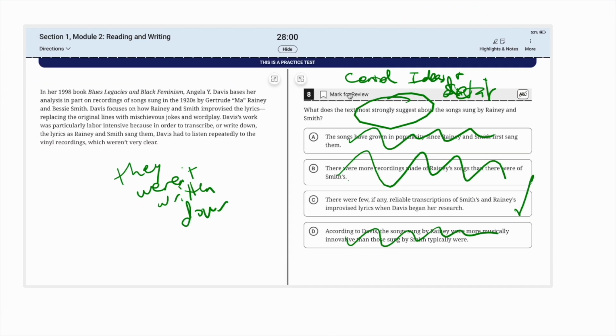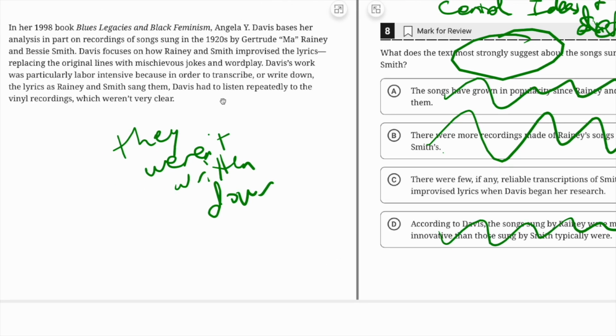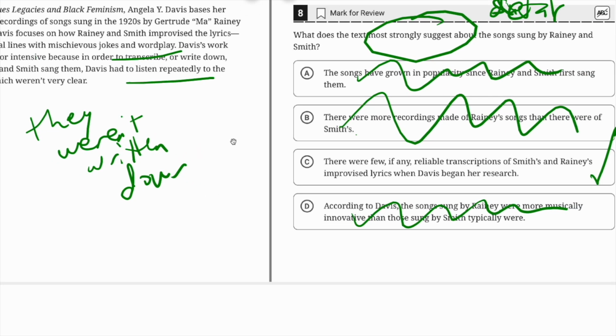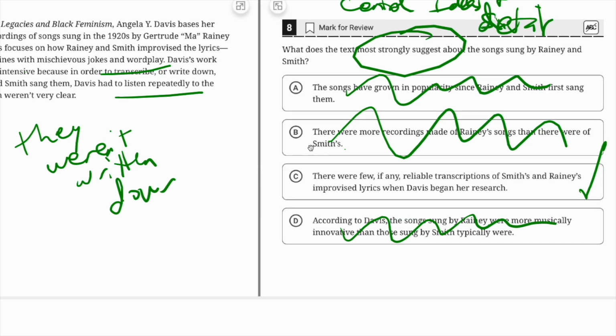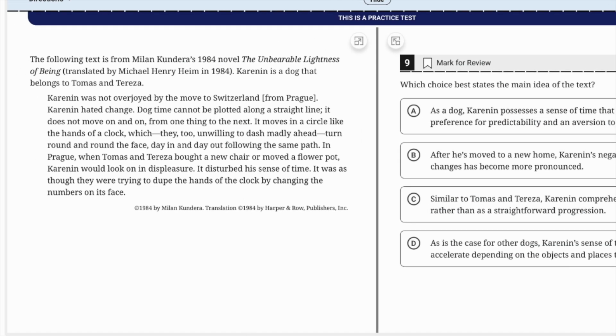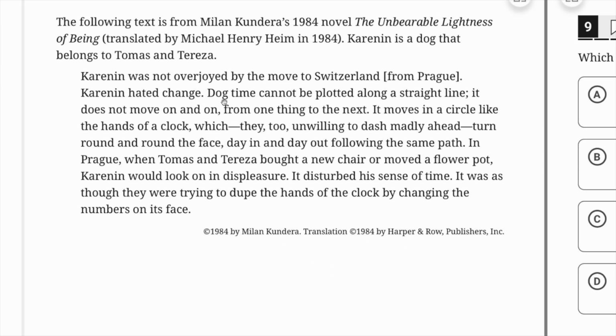So this is a good example of what it means to infer something. It's not directly stated, but putting two and two together, if she had to transcribe them by listening repeatedly to the recordings, well, they hadn't already been transcribed. Because if they had already been transcribed, she would just use those transcriptions and not listen to these scratchy old records. So main idea, we will read it and try to summarize it in 3 to 5 words.